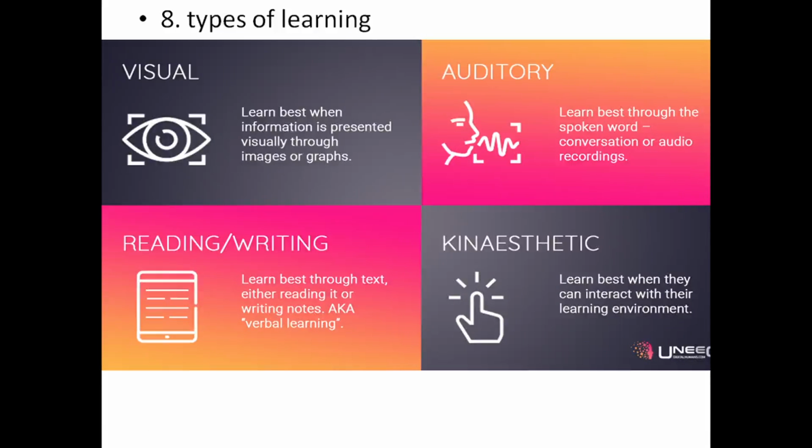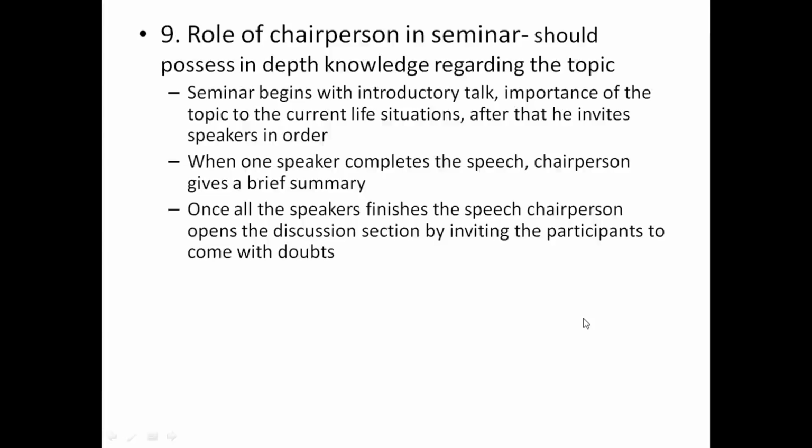The eighth question was types of learning. It may be visual learning, auditory learning, reading or writing, or kinesthetic learning. Visual learners learn best when the information is presented through images or graphs. Auditory learners learn best through spoken words, and reading and writing learners through text. Kinesthetic learners learn best when they interact with their learning environment.